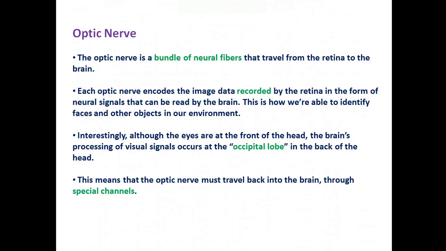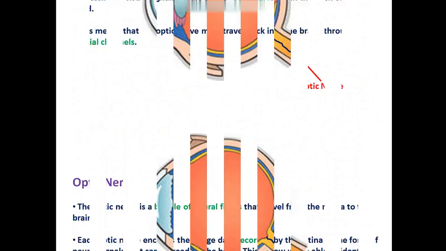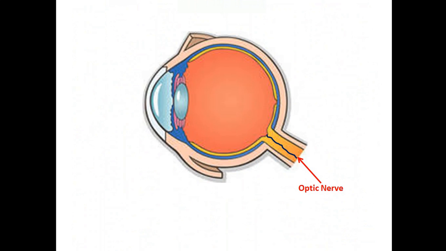Interestingly, although the eyes are at the front of the head, the brain's processing of visual signals occurs at the occipital lobe in the back of the head. This means that the optic nerve must travel back into the brain through special channels. So that blue nerve is the optic nerve. Hey, you know what? If some damage occurs in this optic nerve, you will become blind.